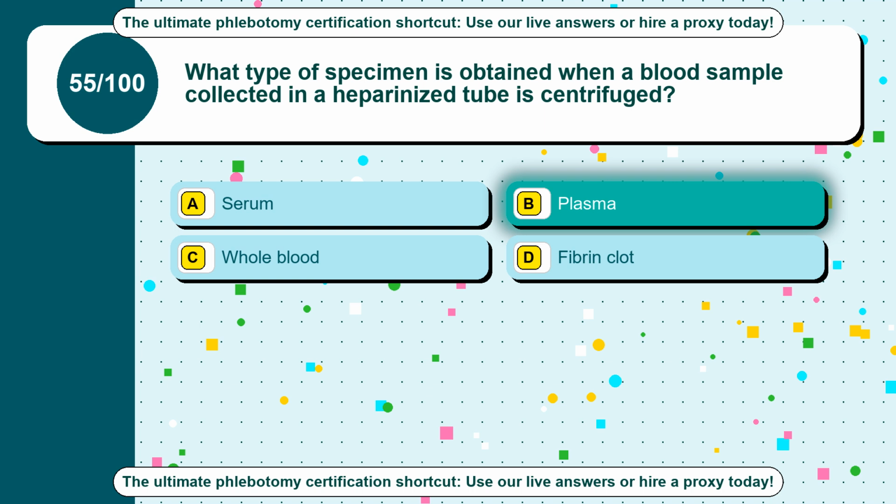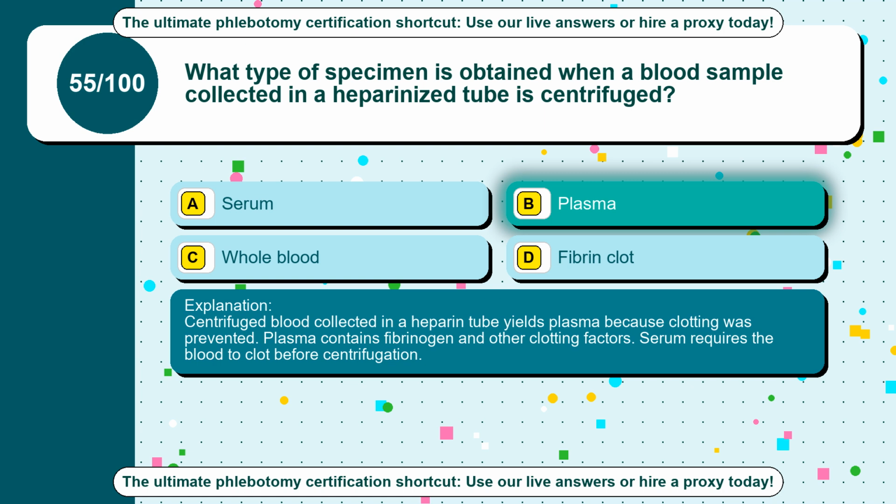Plasma. Centrifuged blood collected in a heparin tube yields plasma because clotting was prevented. Plasma contains fibrinogen and other clotting factors. Serum requires the blood to clot before centrifugation.